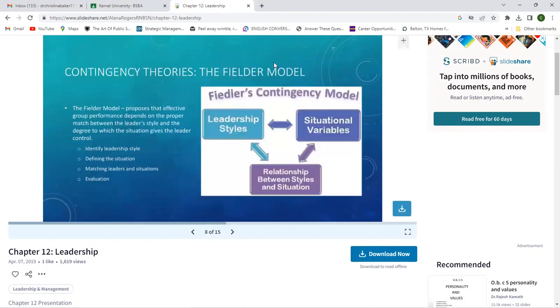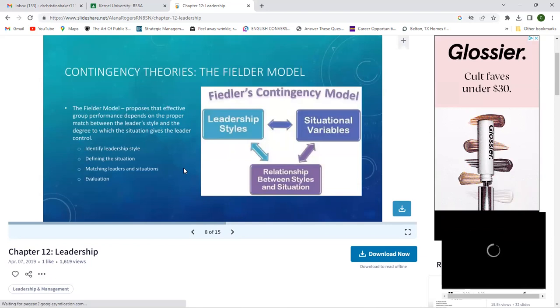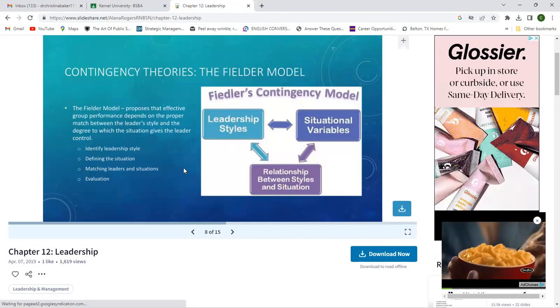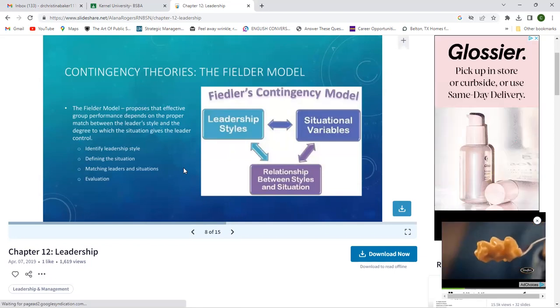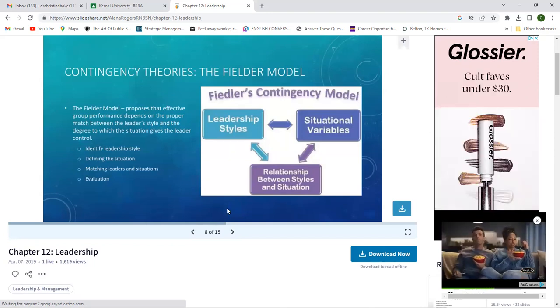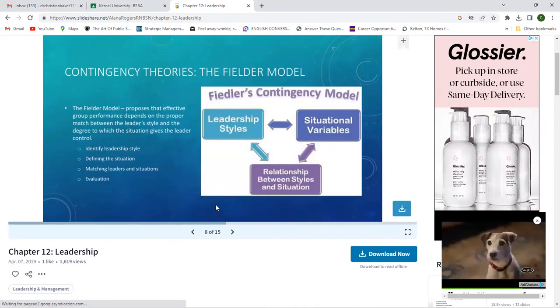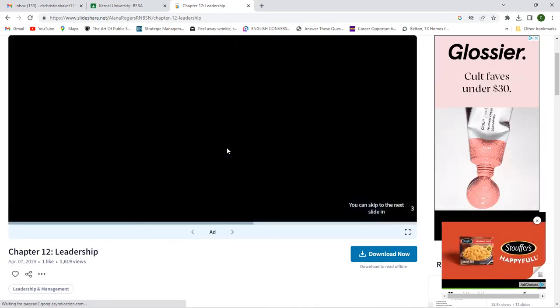Contingency theory and the Fiedler model: leadership style, situation variables, and the relationship between styles and situation. The Fiedler model proposes that effective group performance depends on the proper match between leader style and the degree to which the situation gives the leader control. Identify leadership style, define the situation, match leaders to situations, and evaluate.